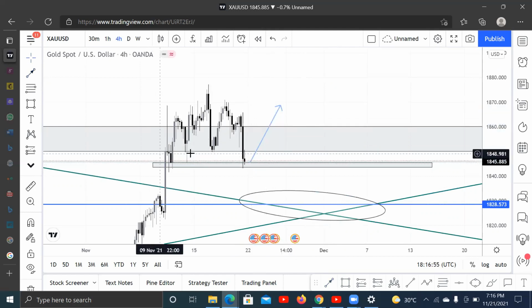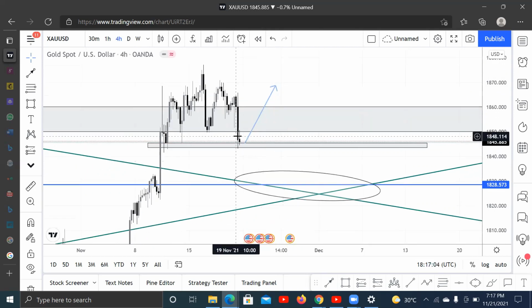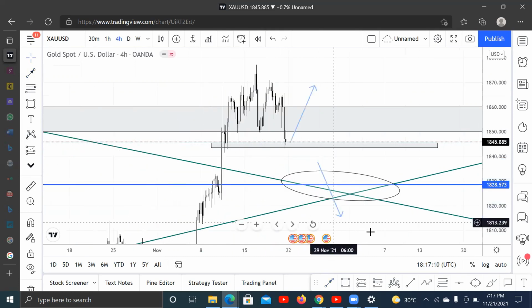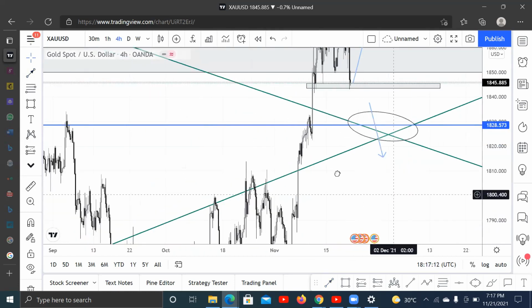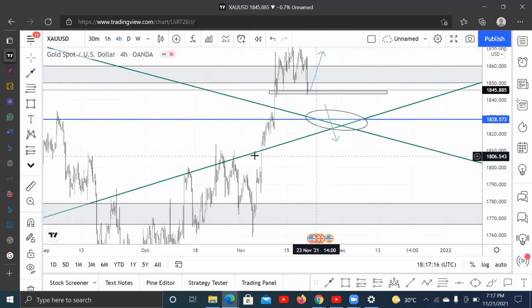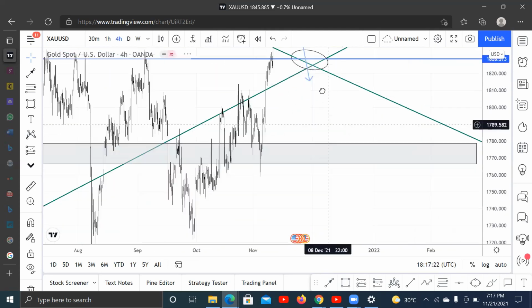Now, I already have a setup I'm looking out for somewhere above here. If price does that, I buy, and if price decides to break through this particular zone of multiple confluence, I should be looking to start selling. Do you get? Because if price breaks this zone, it just means that our weekly trend line has been broken.